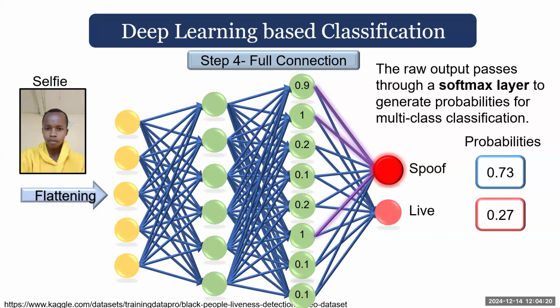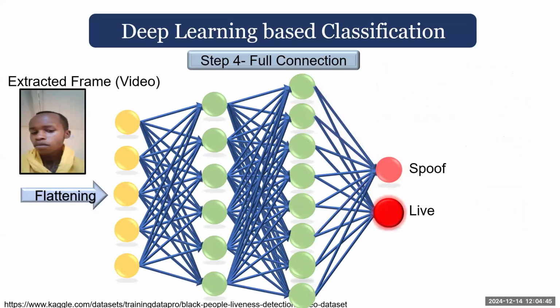So even though the input image, we know in this case it's a selfie, should be a spoof, we are expecting it to get say 95% or 100% sure, but it doesn't work that way. You still have some possibility that it is live. In this example, it is 73% sure that it is spoof and 27% sure that it is live.